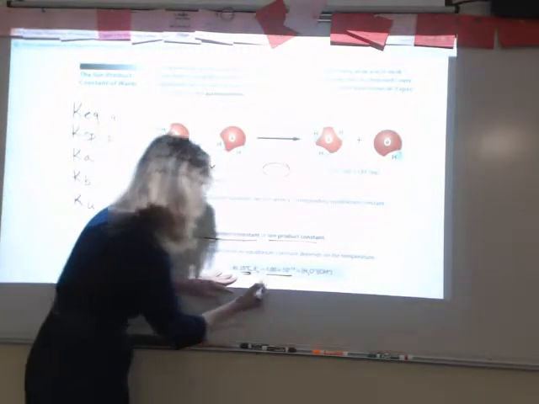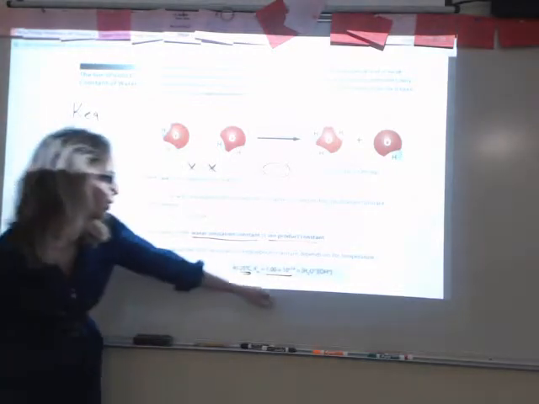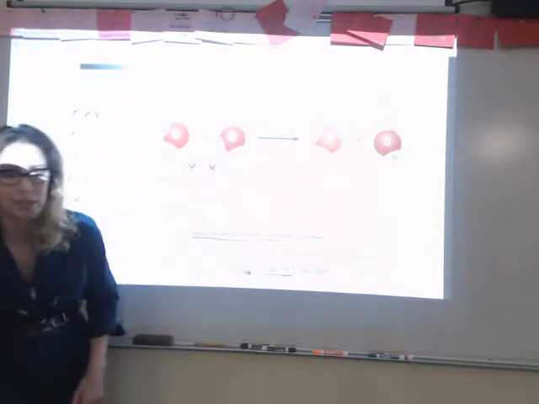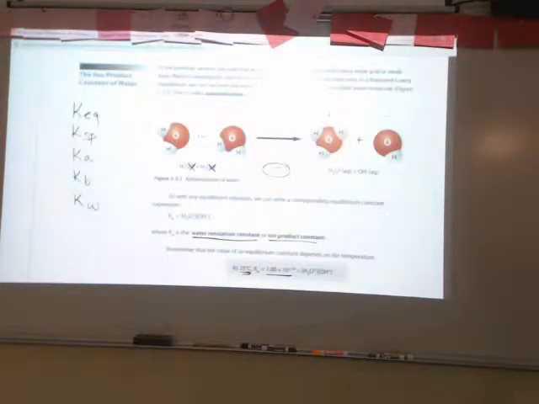When you're at 25 degrees Celsius, your Kw has a defined value. Its value is 1 times 10 to the negative 14. This is extremely helpful because that means if you have one of these concentrations, you can calculate the other one. So that's what we're going to do in a little bit. Let's turn the page.